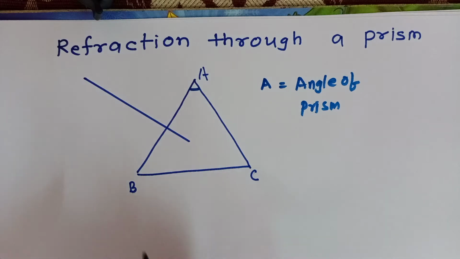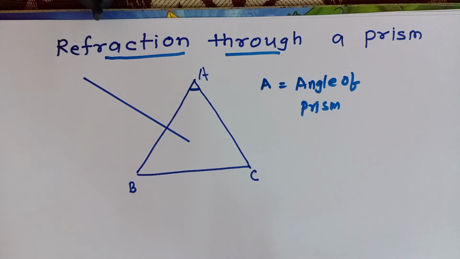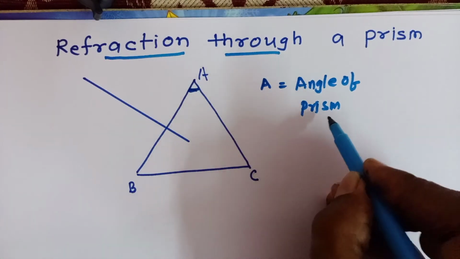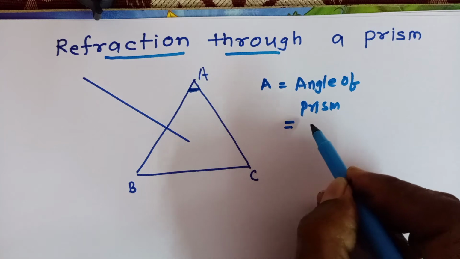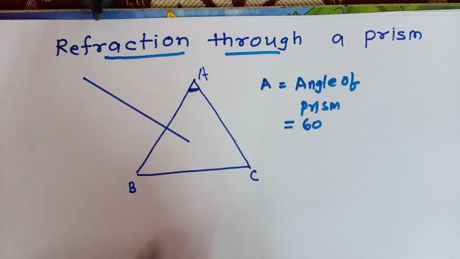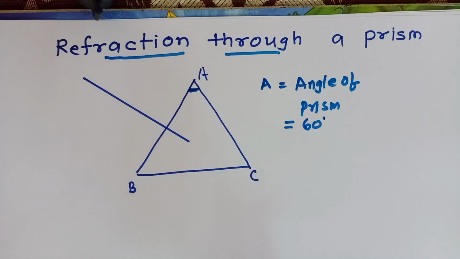Today we'll discuss the refraction through a prism. ABC is a prism in which A is the angle of prism, and generally the angle of prism is 60 degrees for equilateral triangles, and in a prism all three angles are 60 degrees.